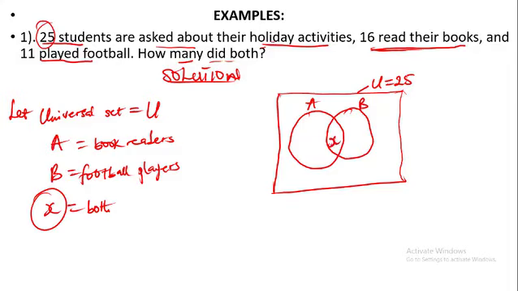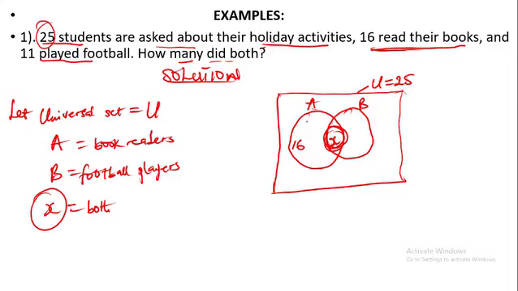Now, how many did both? Both means intersection, those who read books and at the same time played football. So we call it intersection. And the intersection is this point where A and B meet. So this is the point of intersection. Now we add our X. Now they told us that 16 persons read their books. 16 persons read their books. So we have 16. But remember, this circle is made up of what?